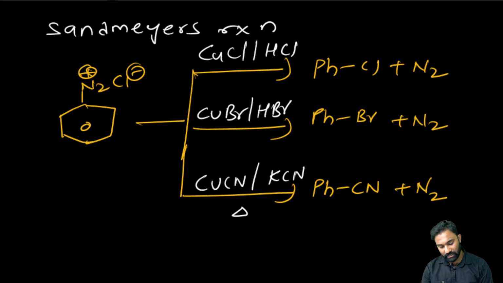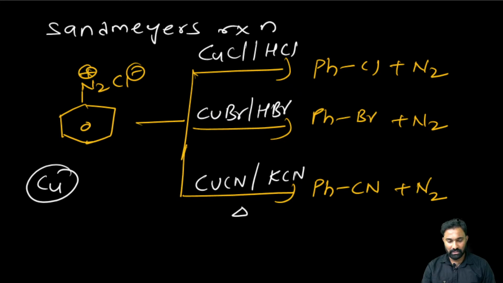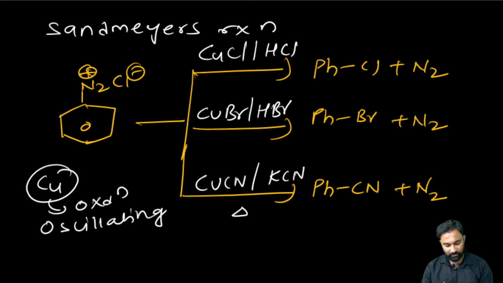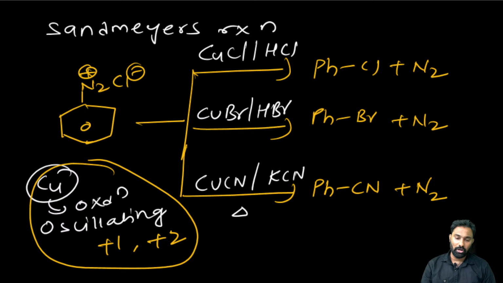Now, can anyone tell me, in these reagents, what is the change in oxidation number of the Cu? Cu's oxidation number is oscillating between what values in the Sandmeyer reaction? Between +1 and +2. The Cu oxidation state oscillates between +1 and +2 in the Sandmeyer reaction.